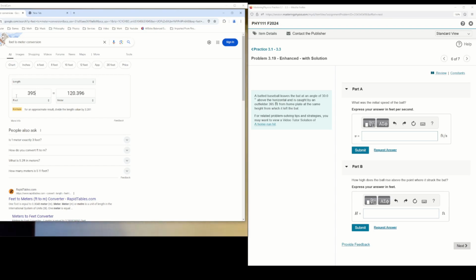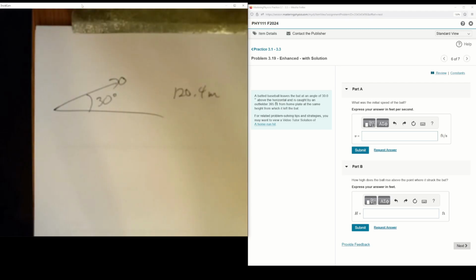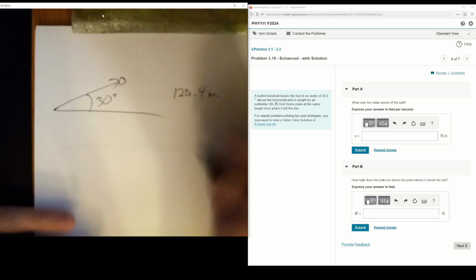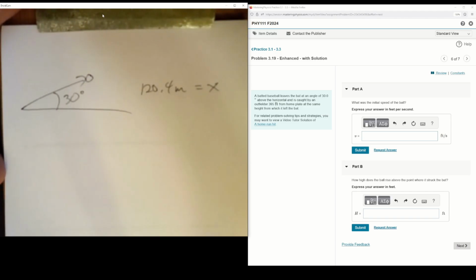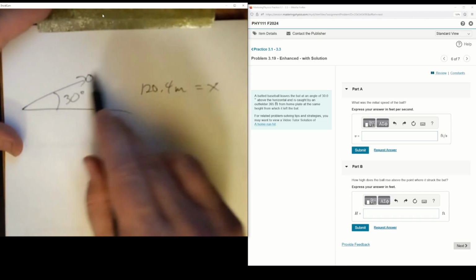395. And that is 120.4 meters. So there you go. There's my conversion. I'm done. So this is our distance in the x direction. So the ball was hit.